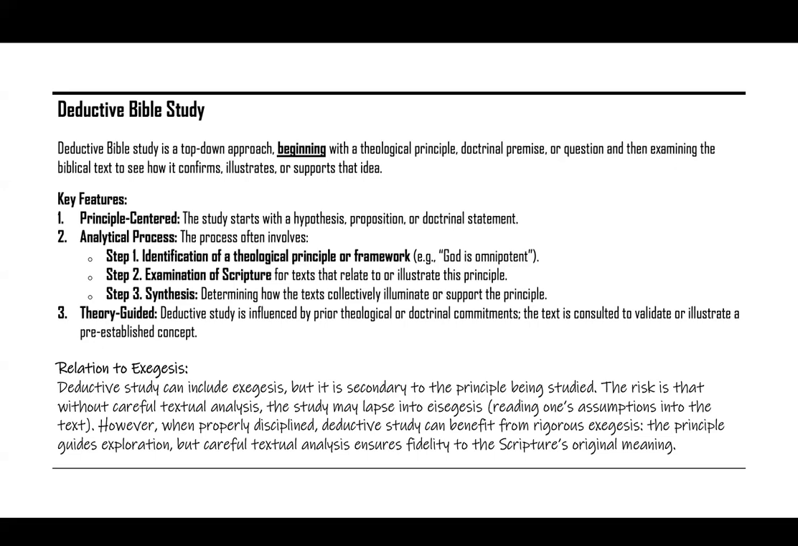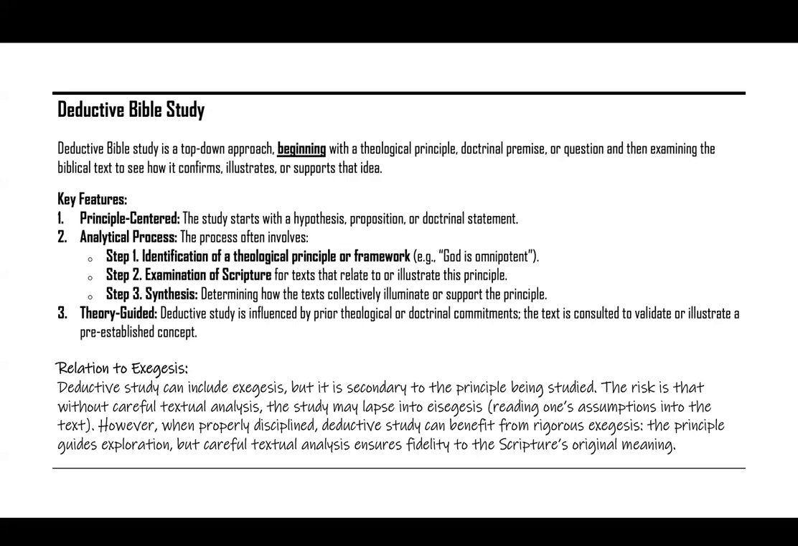Okay, the third key feature is theory guided. Deductive study is influenced by prior theological or doctrinal commitments. The text is consulted to validate or illustrate a pre-established concept. So what is the relation to exegesis? Deductive study can include exegesis, yes, why not? But it is secondary to the principle being studied, okay?